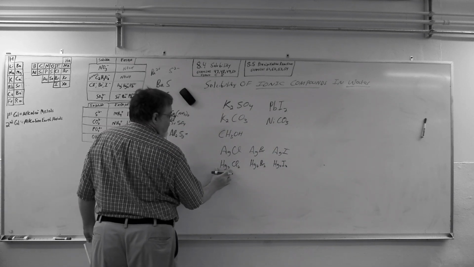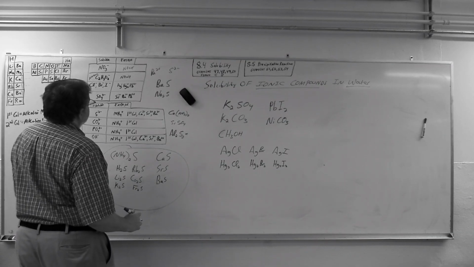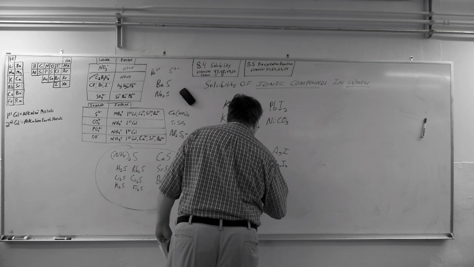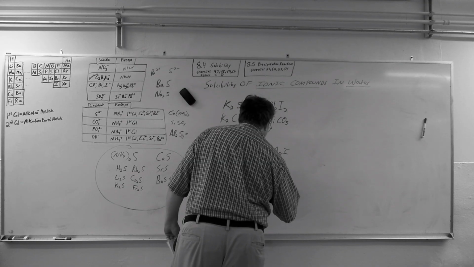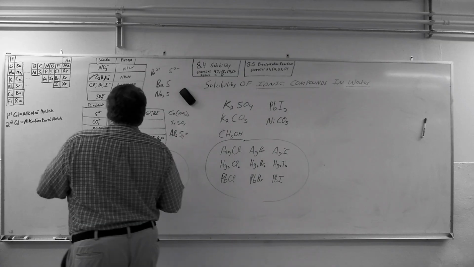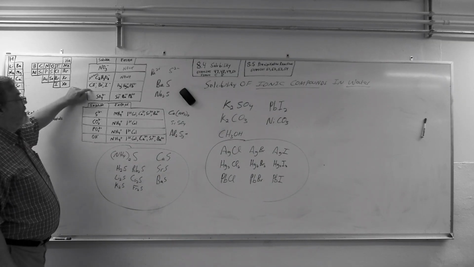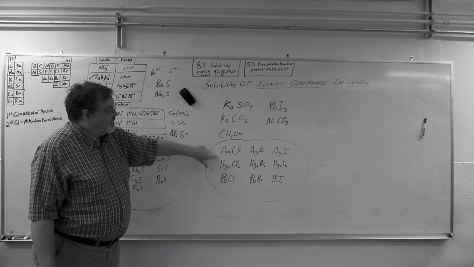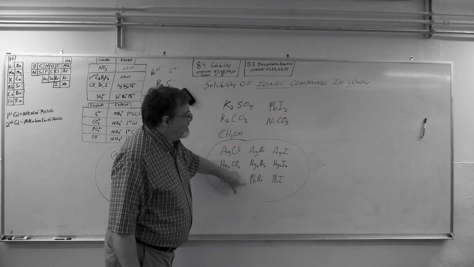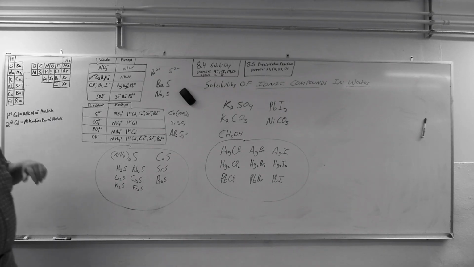Because that's a polyatomic ion, I think we always put the 2's there. What else? These are the exceptions here. What this is saying is anything with chloride in it is soluble, except for these. Anything with bromide is soluble, except for these. These are insoluble. Do you see what I'm saying? Okay, that's how you use that chart.